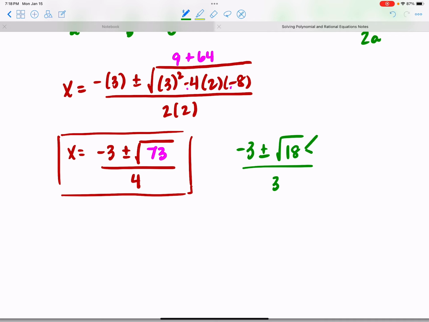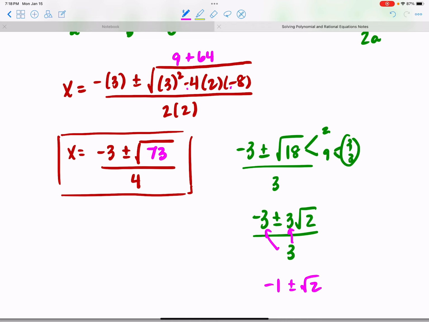So in this one, 18 is 2 times 9, which means a 3 would come out of that. So you have negative 3 plus or minus, that would be 3 radical 2 divided by 3. Well, now that 3 can divide into the 3 here and the coefficient of 3 here, then we can actually do the division. And so negative 1 plus or minus 1 radical 2 would be the simplified form. So if you're going to do any division, the radical would have to be simplified first, and then you can try to divide into the coefficient and that constant that's out in front of the plus or minus.